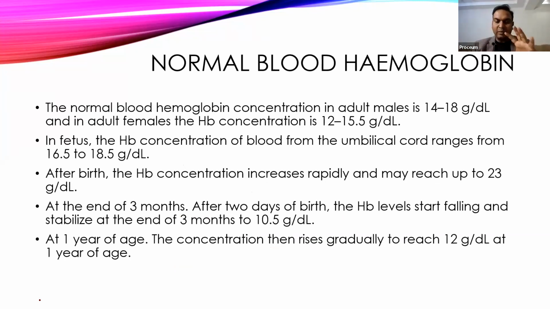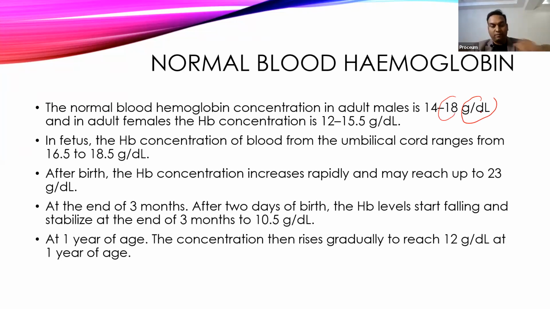What is the normal hemoglobin count? It is somewhere around 14 to 18 in the male and 12 to 15 in the female. If you see in the fetus, it is a little bit higher concentration, somewhere around 16 to 19 gram percent. A gram per dL means 18 grams in 100 ml of the blood. dL stands for deciliter. That is also called a gram percent.